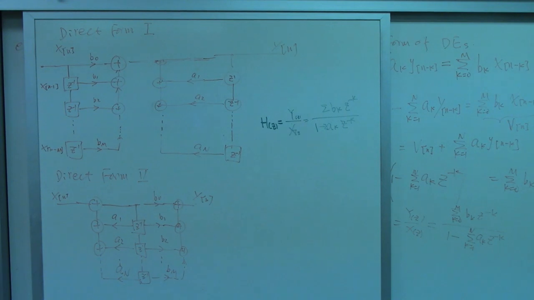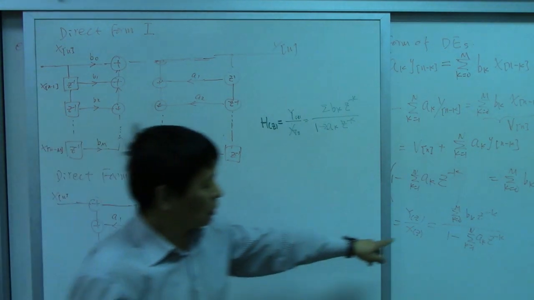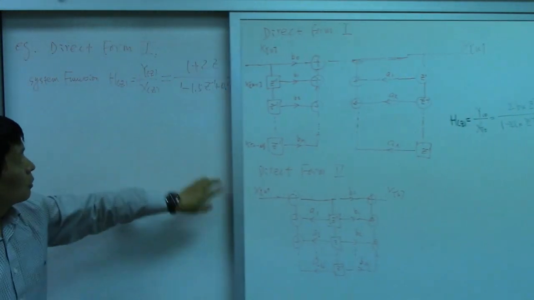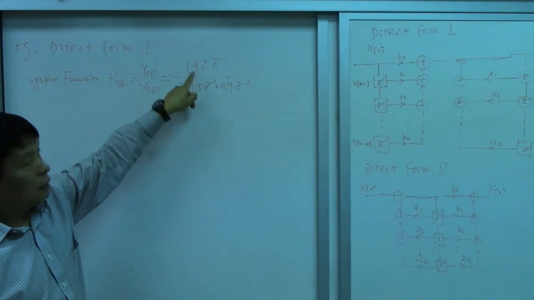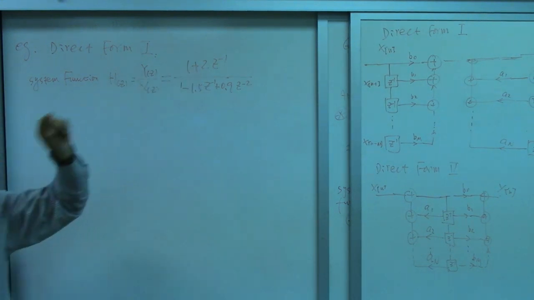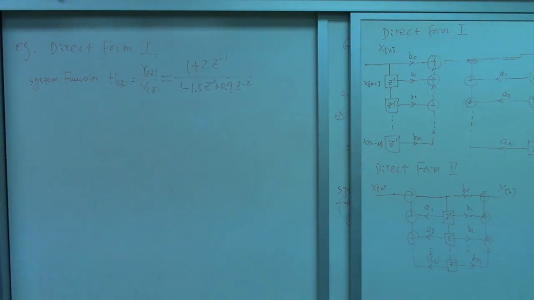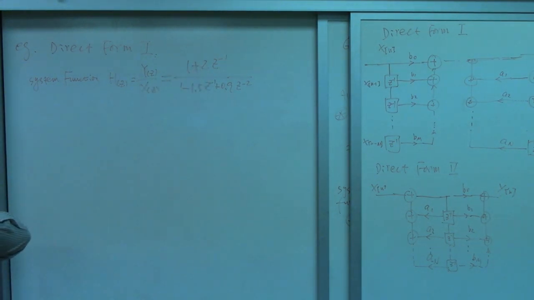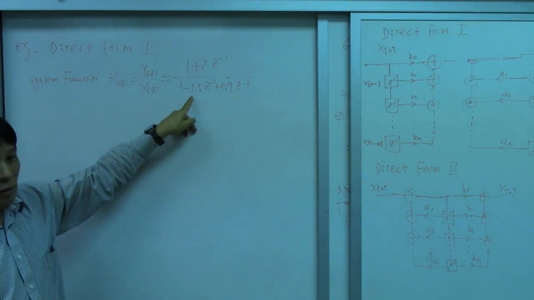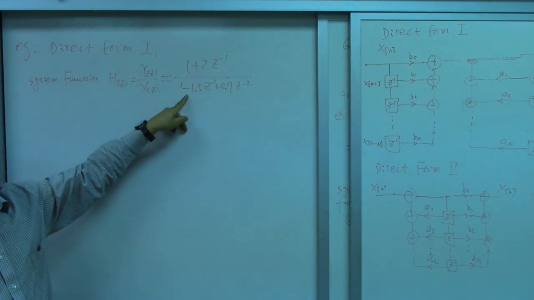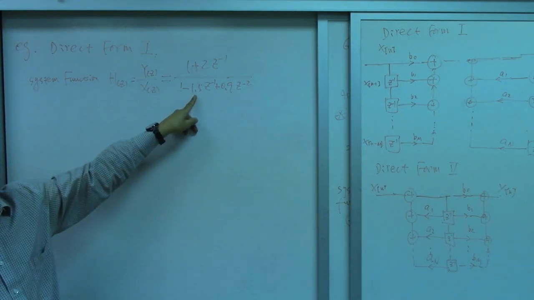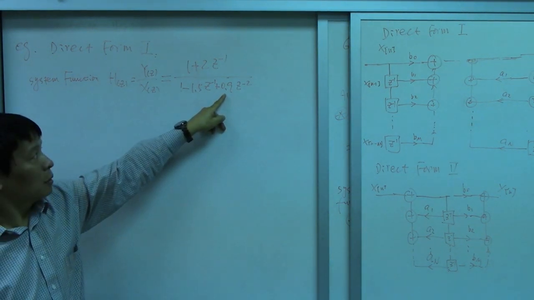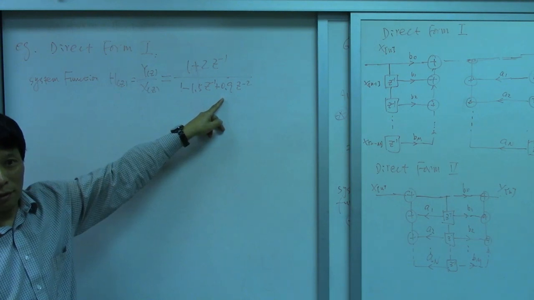B1, all the B's are on the top, right? All the B's are on the top. So for this example, this is B0, this is B1. So B1 equals 2. You cannot write just B0, B1. You need to tell me this. So this is B1. And this one, A1 is a positive 1.5, right? Yeah. Right. And this is B2. B2 equals negative 0.9. Right?